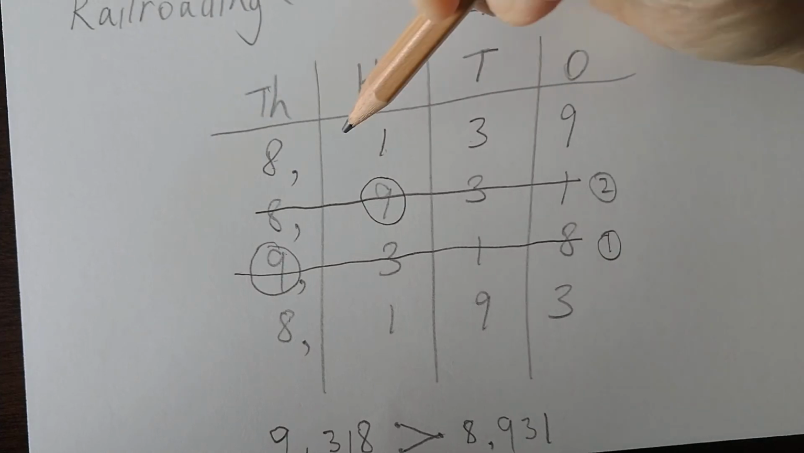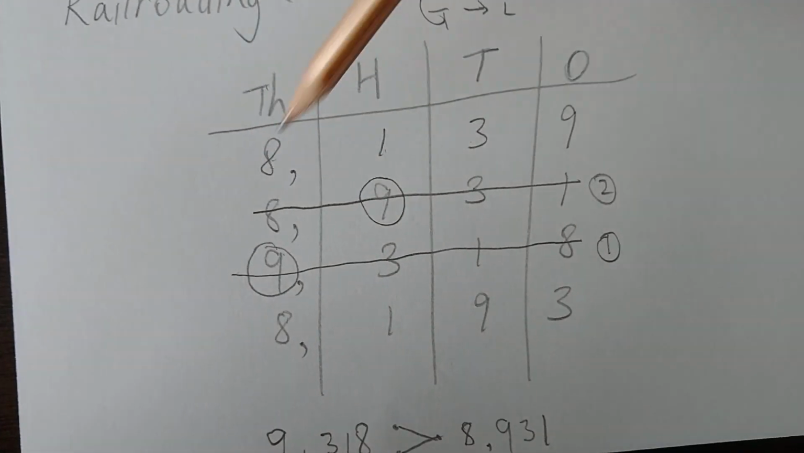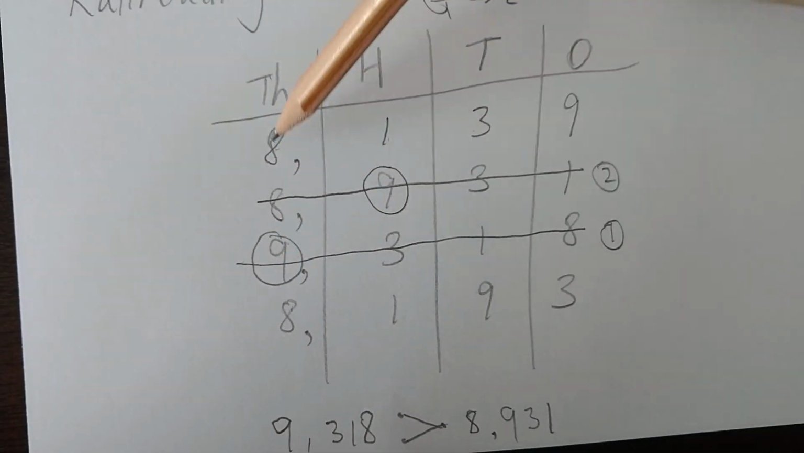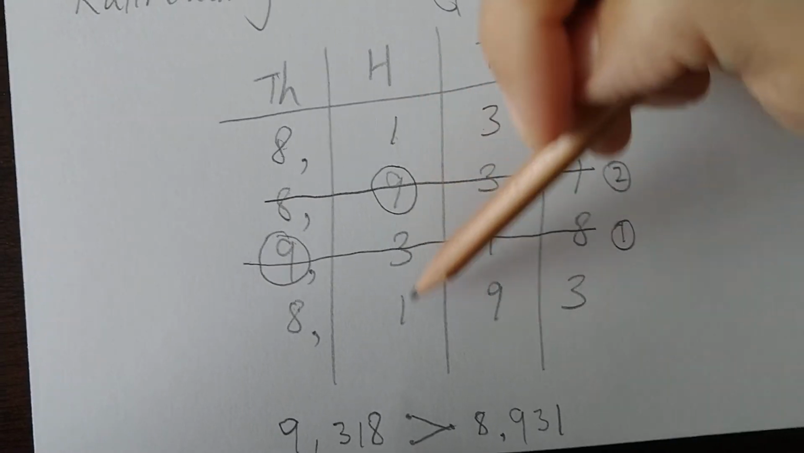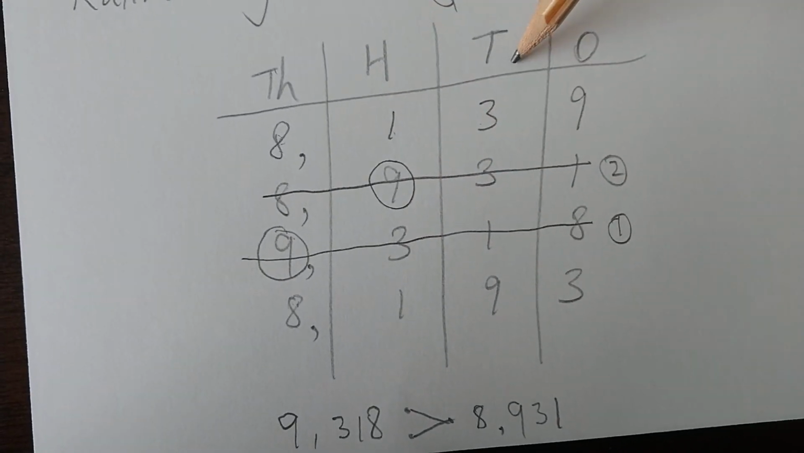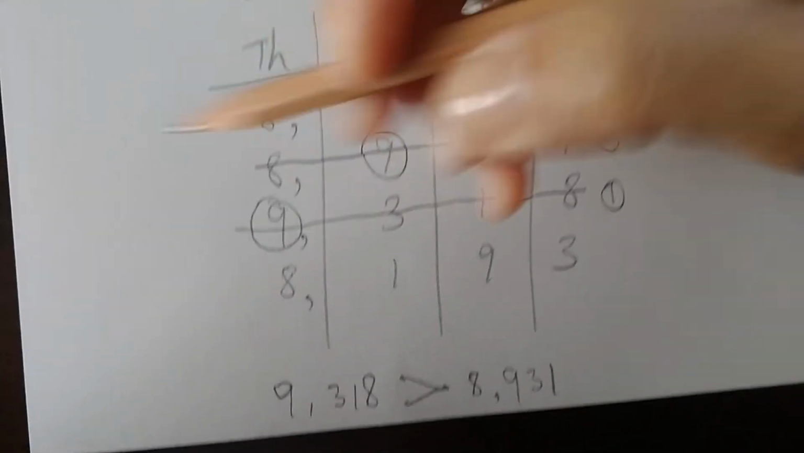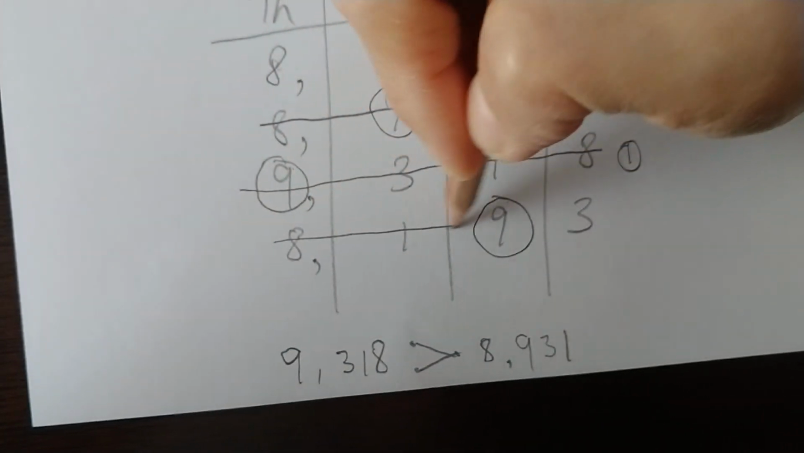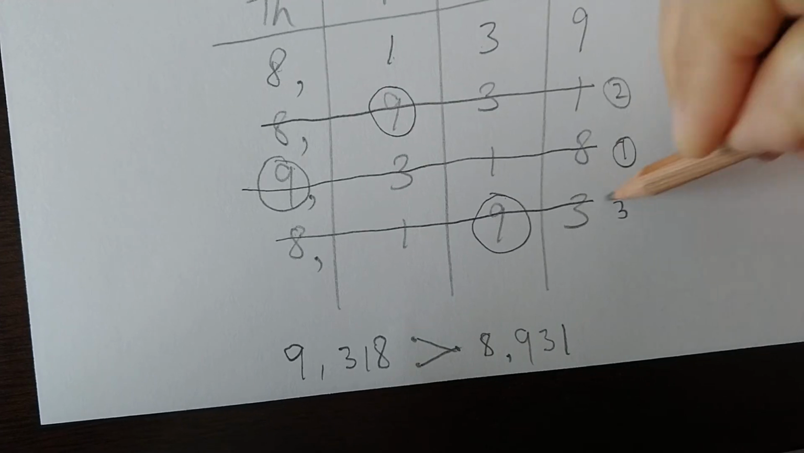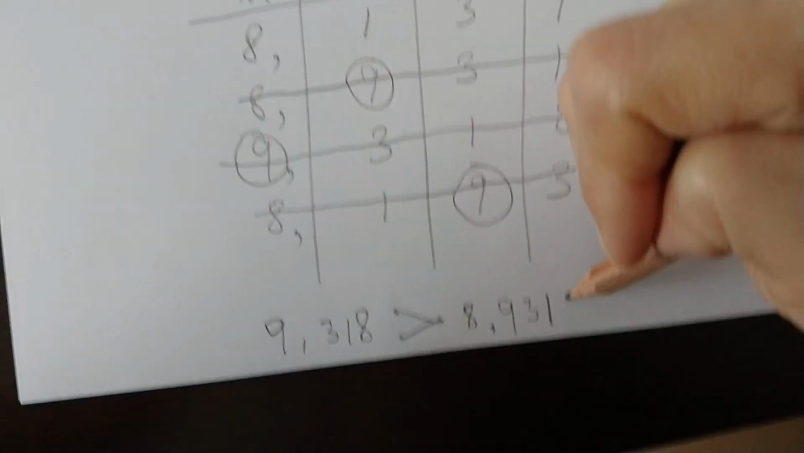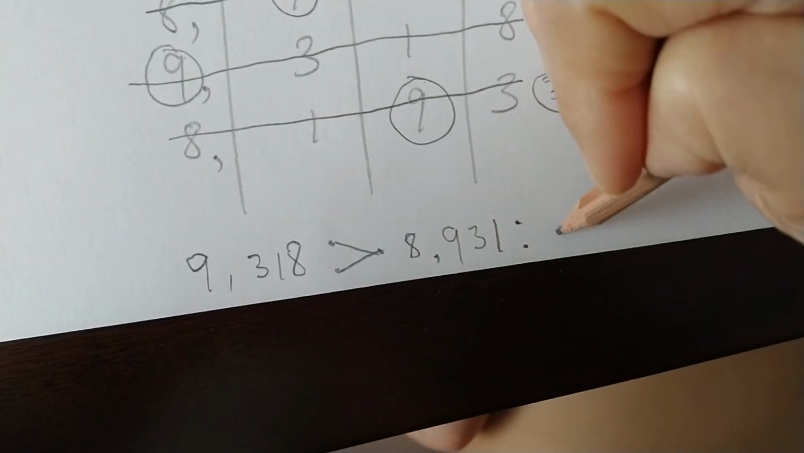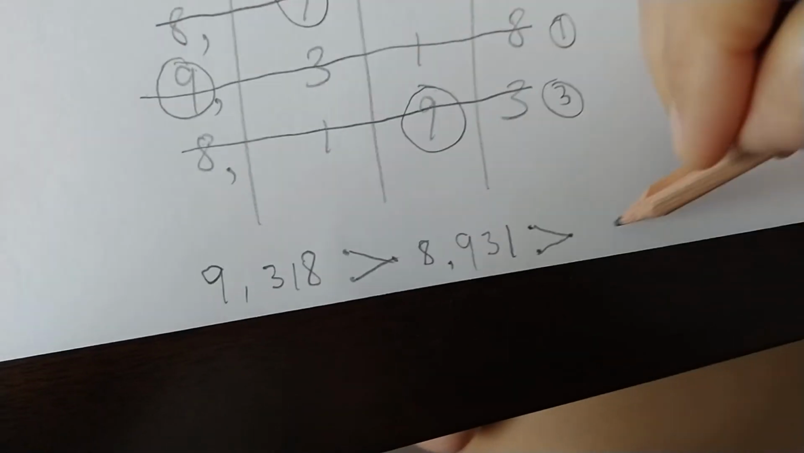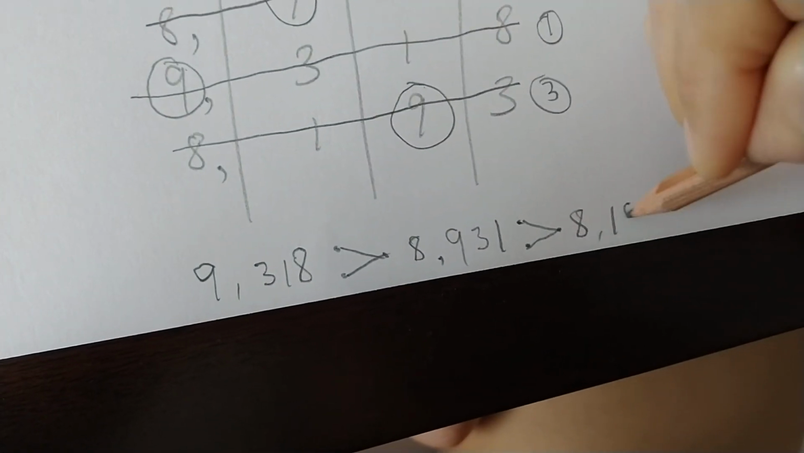For the third greatest number, we have 8,000 on both numbers, 100 on both. Therefore, we move on to the tens. 3 tens and 9 tens. 9 tens is greater than 3 tens. So we circle the 9, cross it out, and this is your third greatest number. Again, bigger number 2 dots, smaller number 1 dot. And this number is 8,193.